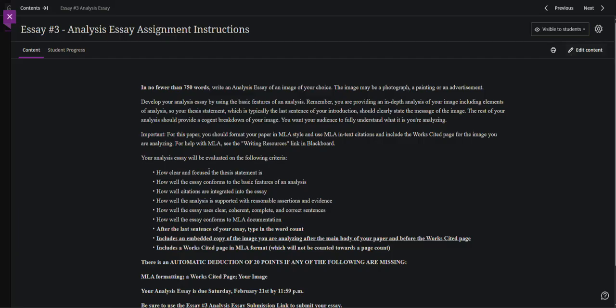In any case, once you have your working thesis, you're ready to do this. 750 words. You're going to be using MLA format. So again, that means you're going to need to have everything double spaced, everything in Times New Roman. You're going to have a citation, a works cited page, because you're going to have to cite your image.